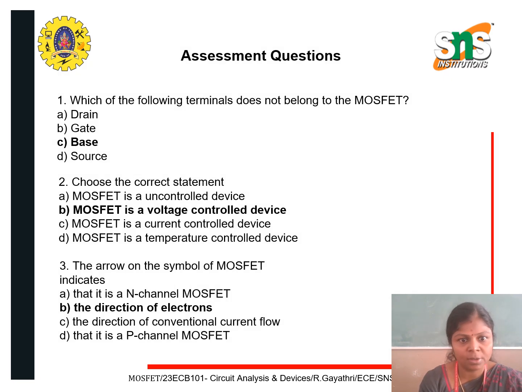Then coming to the assessment questions: which of the following terminals does not belong to the MOSFET? Drain, gate, base and source. The base terminal is one of the terminals of the BJT. Choose the correct statement: the MOSFET is a voltage controlled device. The MOSFET is not a current controlled device. The arrow of the MOSFET symbol indicates the direction of electrons flowing from the drain terminal to the source terminal.